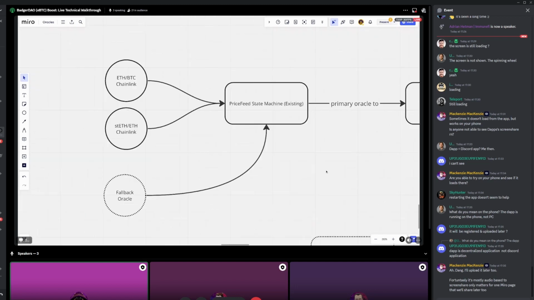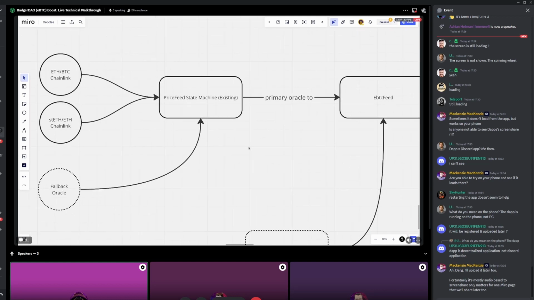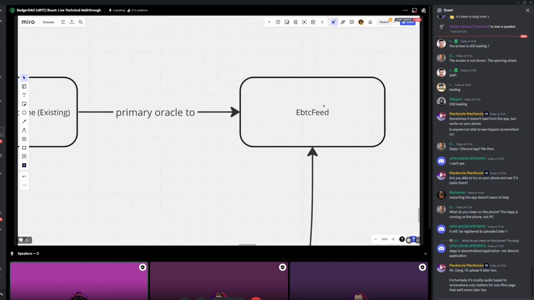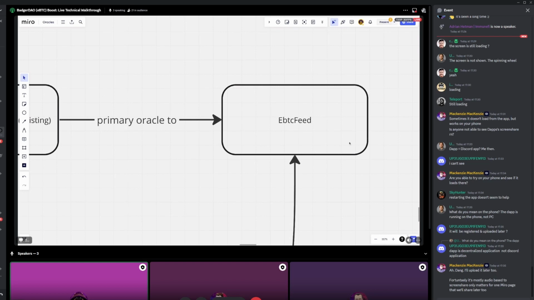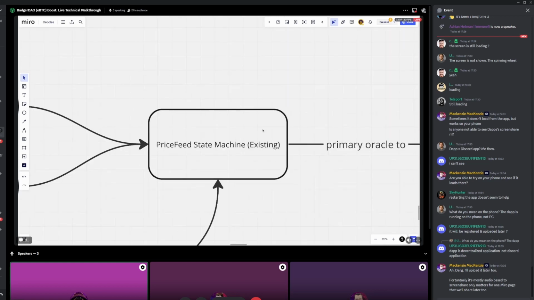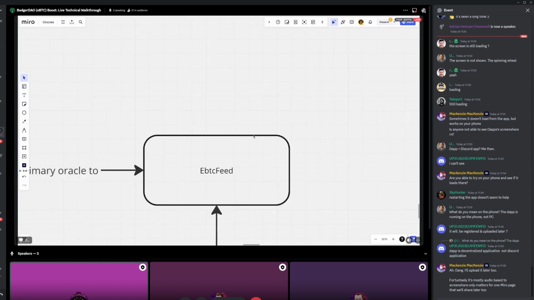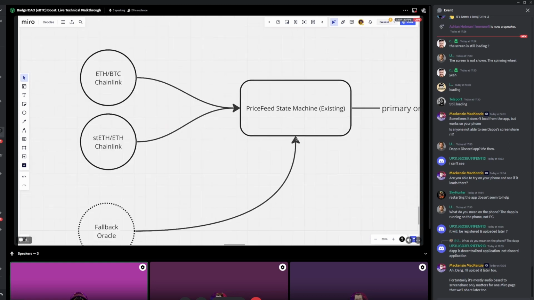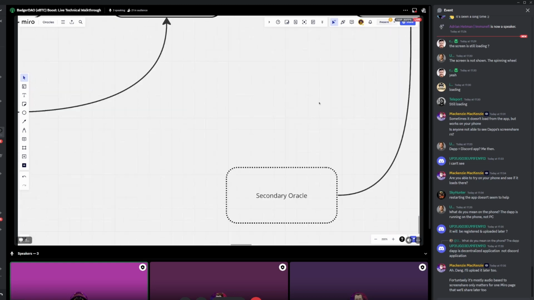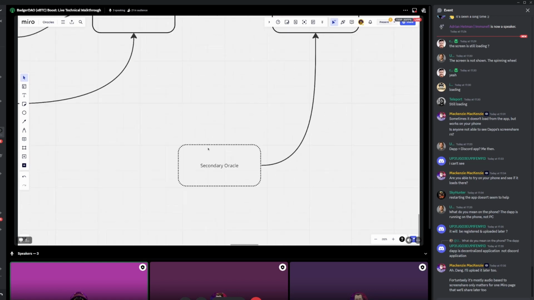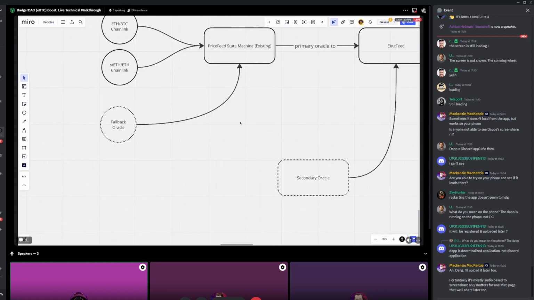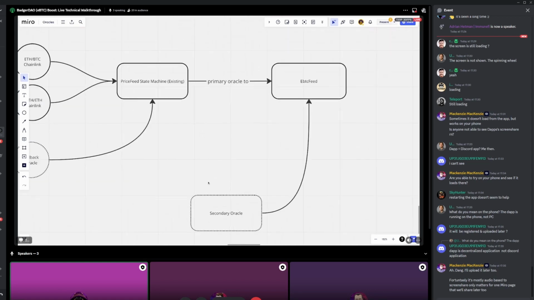Subsequently, this entire structure is now a primary oracle to the real oracle, which is this EBCC feed. So the system contracts used to ping this. They now ping this, and this kind of forwards the results of this. It can be switched out by governance, and there can also be a secondary oracle at this level. We don't intend to use this fallback oracle, and instead use this, right?